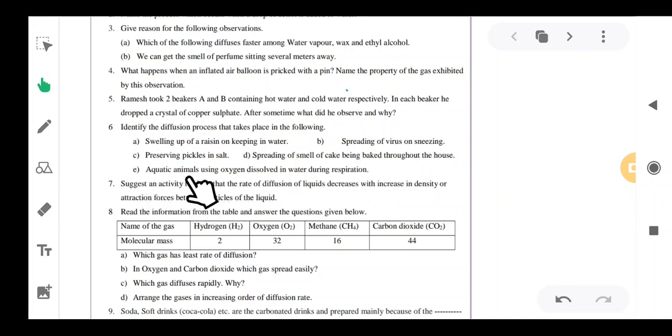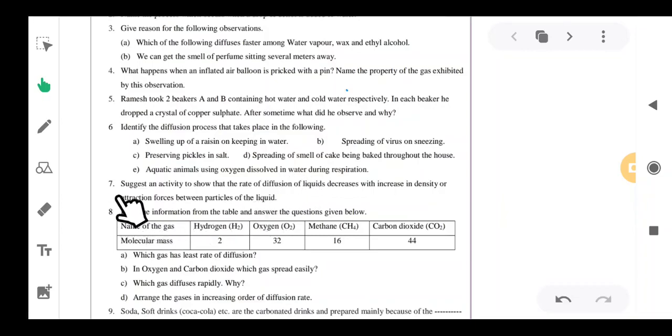Next, aquatic animals using oxygen dissolved in water during respiration. Yes, here oxygen diffuses in water. So answer is oxygen diffuses in water. Oxygen is gas, water is liquid. Oh, sorry, oxygen is gas, so gas diffuses in water or liquid. This is the process. Okay.